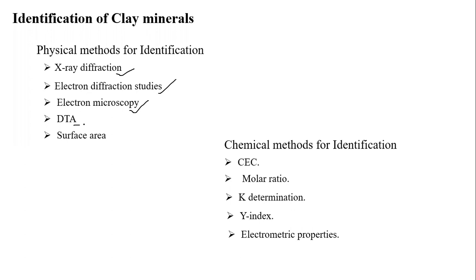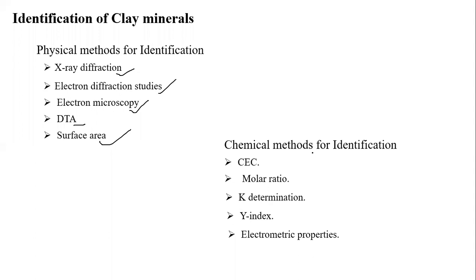And DTA. DTA is nothing but differential thermal analysis. And another one is called surface area. Based on surface area, naturally, whenever we study any mineralogical subject, we always study the surface area of one mineral and the surface area of another mineral. Like that, we can identify. So these are the major physical methods: X-ray diffraction method, electron diffraction studies, electron microscopy, differential thermal analysis, and surface area.